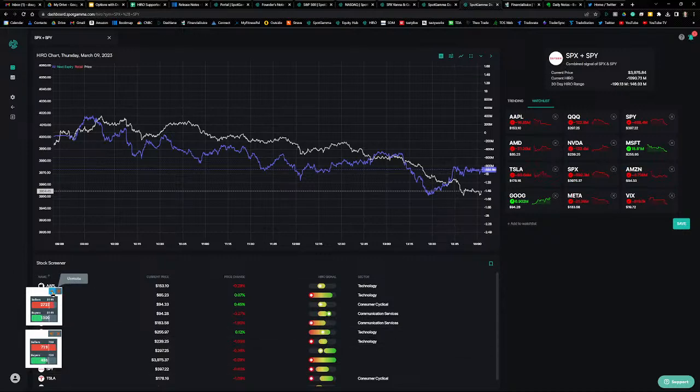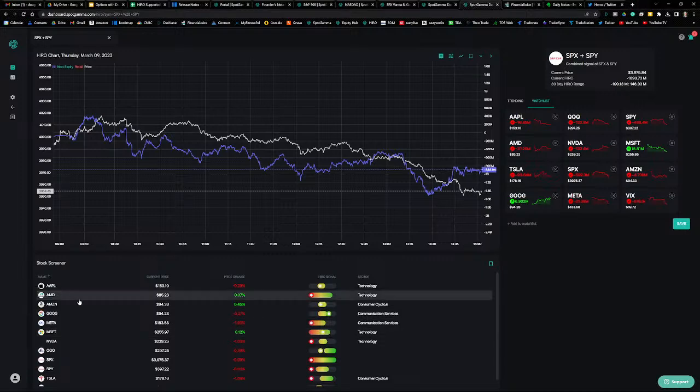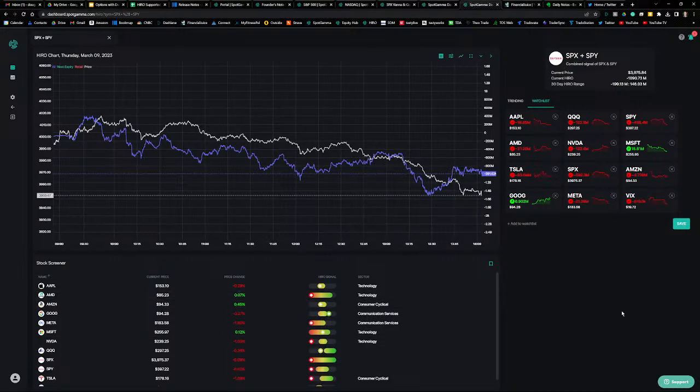Let me just get rid of this. That was the market pulse. That's an excellent indicator confirmation that I have been using, and that's provided with Bookmap. So let's take a look at the S&P 500.